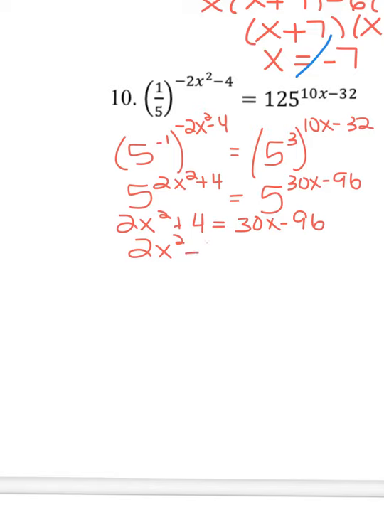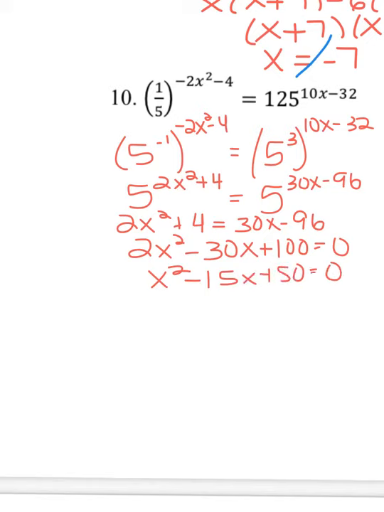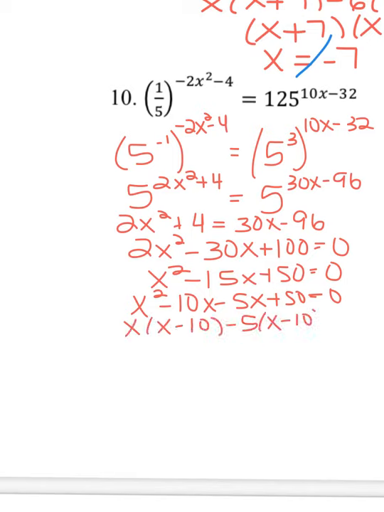I set it equal to 0, plus 100 equals 0. If you want to divide everything by 2, you can, so it turns into this. Two numbers that multiply to be 50, add to be negative 15, are going to be negative 10 and negative 5. Split it down the middle. Over here, x minus 10. On the other side, negative 5 times x minus 10 equals 0. So that's x minus 10 times x minus 5 equals 0. You get x is equal to 10 and x is equal to 5.